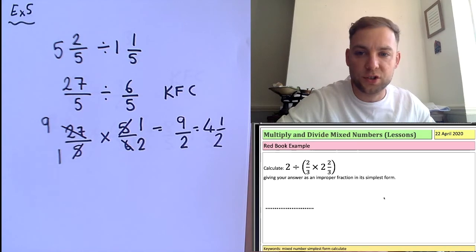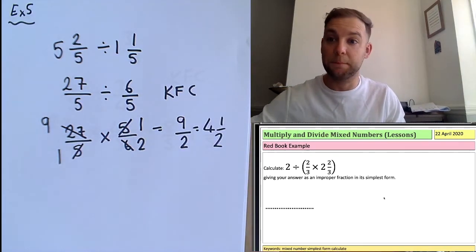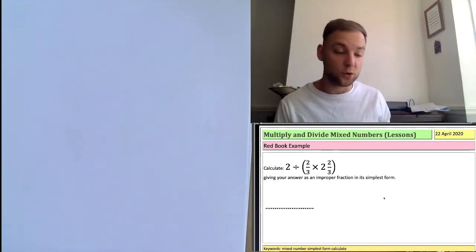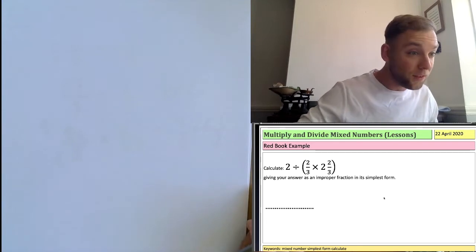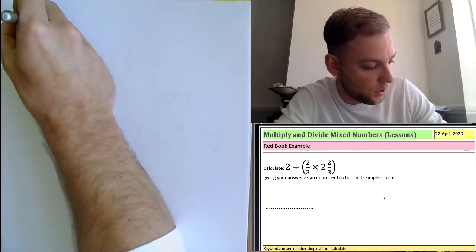I've got one last tricky one, which basically looks at everything we've done so far. So this is example 6. If you want to pause and have a go at this one yourself, then pause now and have a go. If you're feeling confident enough, I'm going to quickly go through it and then we're going to have a go at some questions ourselves.